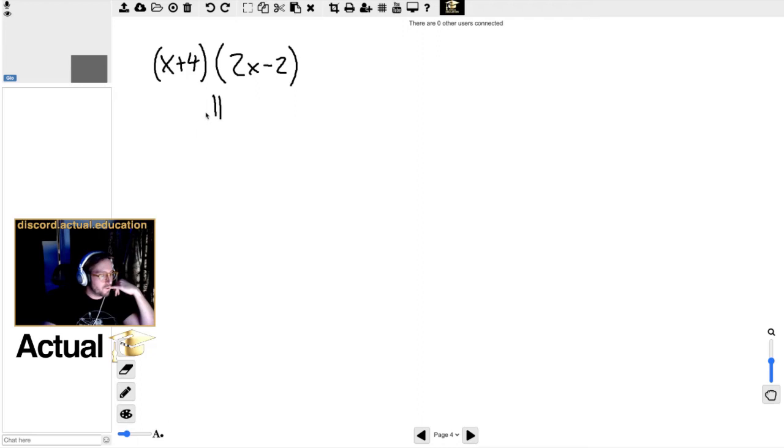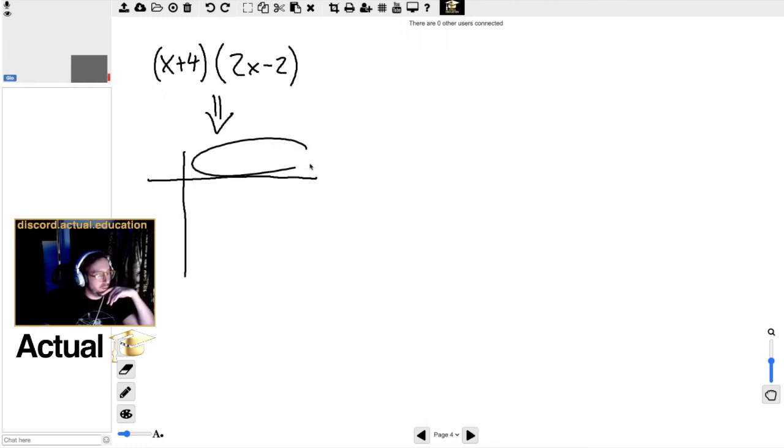You're gonna put first a 2x. Good, 2x there. What else do I put up there? And negative 2. Good, negative 2. All right. What am I going to put here on the left? X and plus 4. Good, plus 4. Perfect, dude. All right. Now what's the next step?